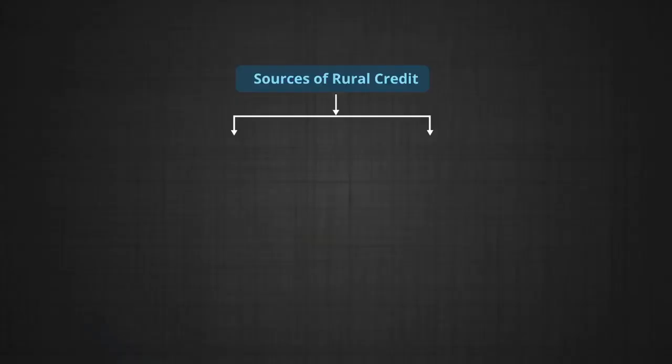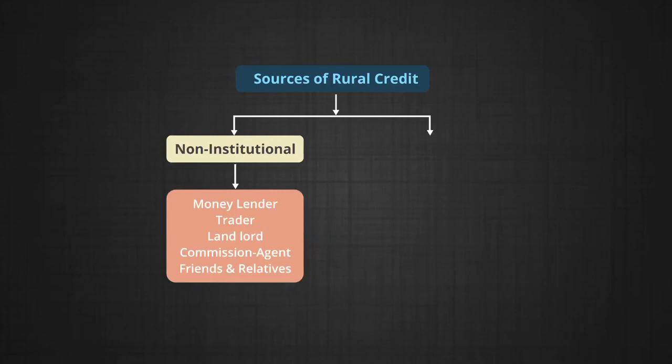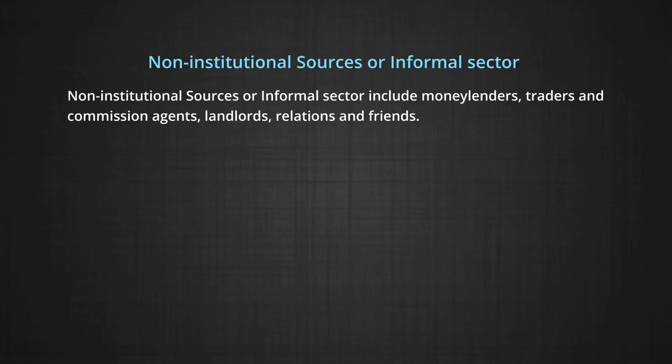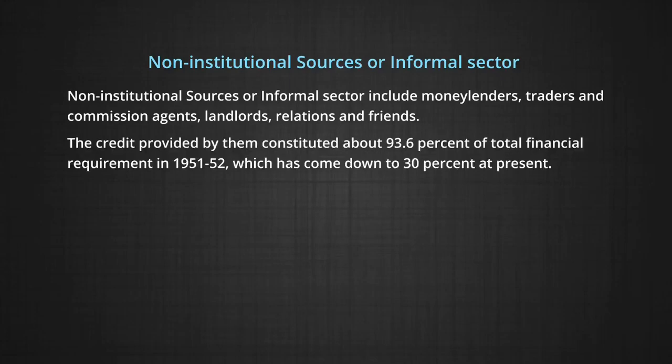Now come to the point, sources of rural credit. Sources of rural credit are broadly classified into two categories. Number 1, non-institutional sources or informal sector, and number 2, institutional sources or formal sector. Non-institutional sources or informal sector credit include money lenders, traders and commission agents, landlords, relatives and friends. The credit provided by them constituted about 93.6% of total financial requirement in 1951-52. It has come down to about 30% at present.